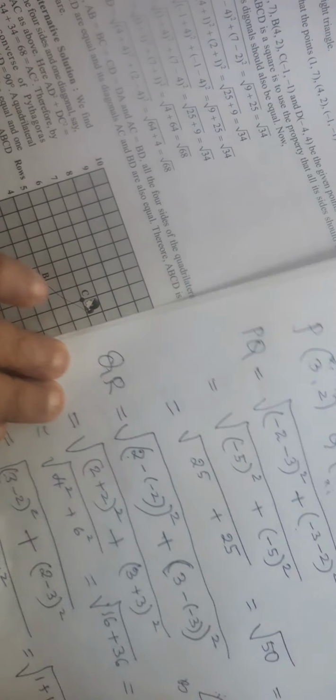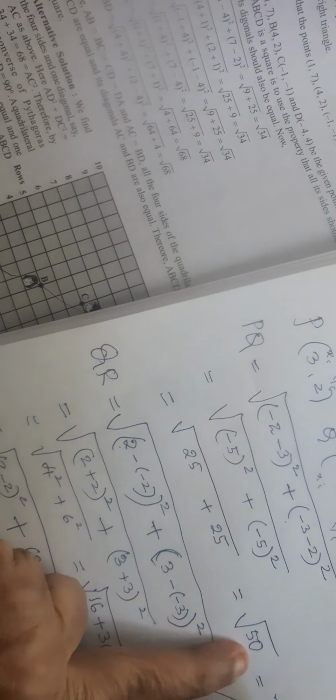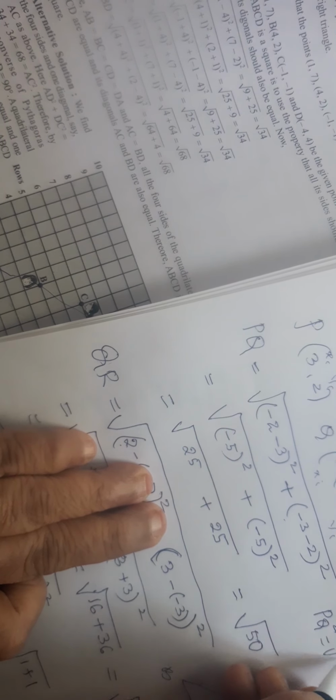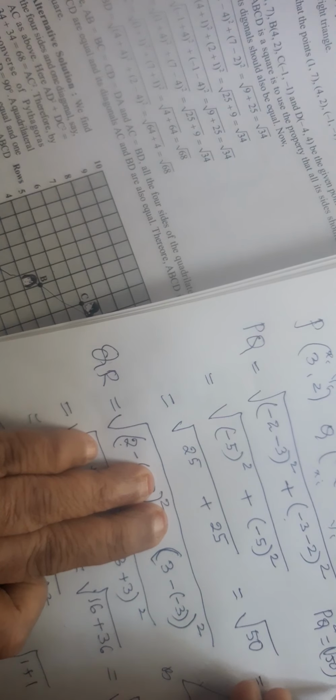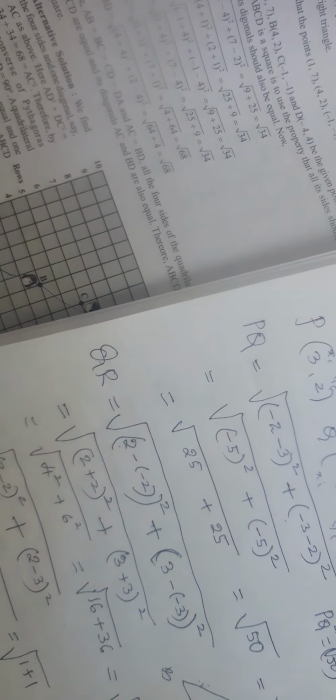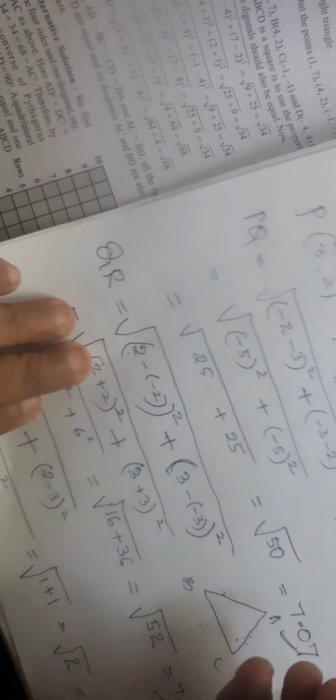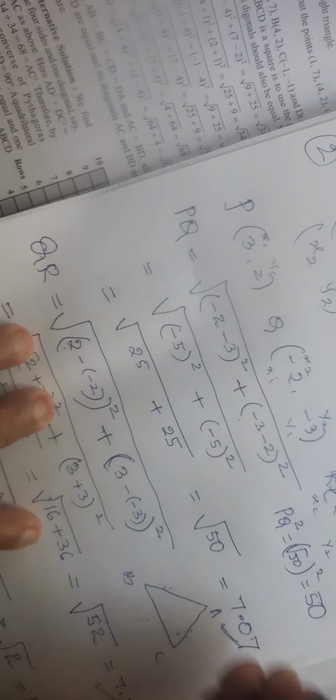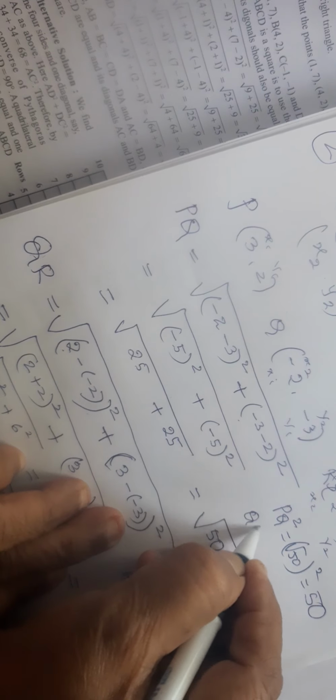See, PQ squared, now see, this is root 50. Now what will be PQ squared? It will be root 50 the whole squared. It will be 50. So PQ squared will be equal to root 50 the whole squared, which is 50. Then QR squared.